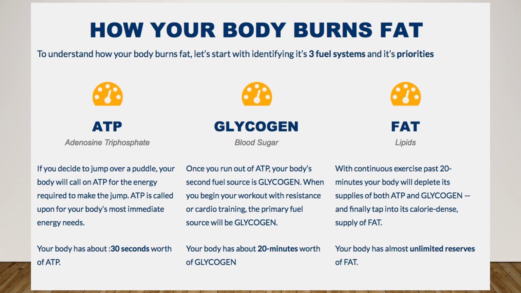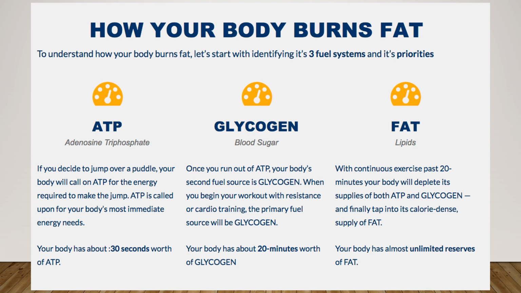We just discussed how your body burns fat, but just to give you a little more on it, ATP stands for adenosine triphosphate. If you decide to jump over a puddle, your body will call on ATP for the energy required to make the jump. Now ATP is called upon for your body's most immediate energy needs. Your body has about 30 seconds' worth of ATP.